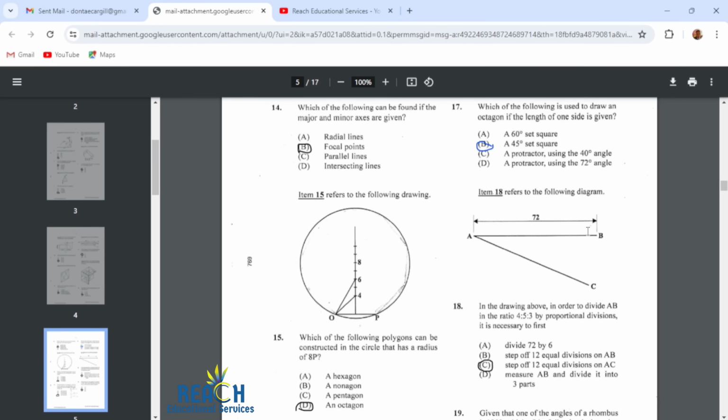All right, now we are at number 18. It says item 18 refers to the following diagram, which is this diagram right here. In the drawing above, in order to divide AB in the ratio 4:5:3 by proportional divisions, it is necessary to first step off 12 equal divisions. So that's what we'll need to do. Step off 12 equal divisions and then separate that into 4, 5, and 3.